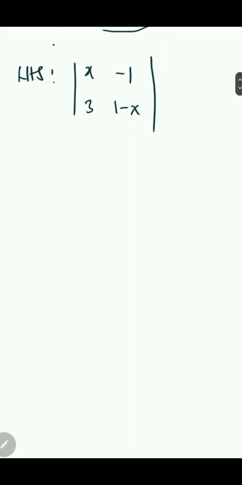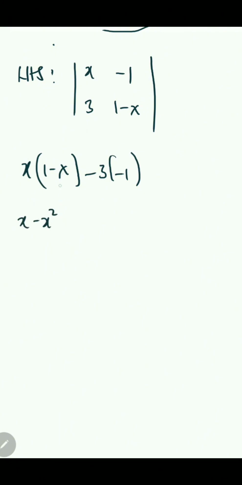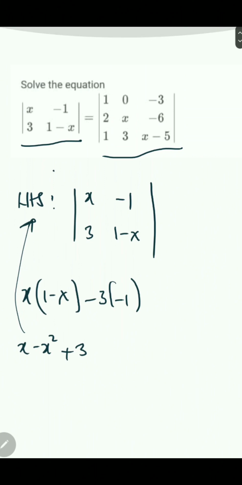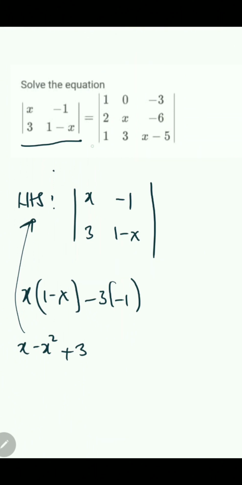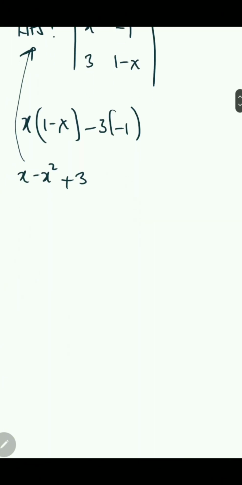Now what we're going to do is say x multiplied by 1 minus x, then minus 3 multiplied by negative 1. This will give us x minus x squared, then we remain with a plus 3, like that. So this is what I have on my left hand side. Now we solve the right hand side.